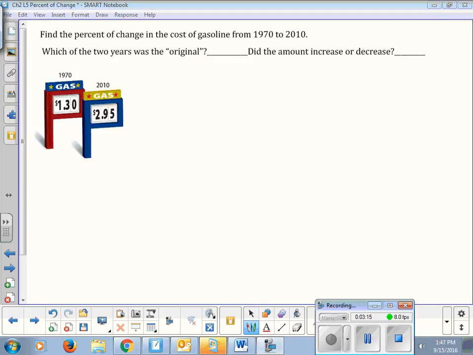For our first example, find the percent of change in the cost of gasoline from 1970 to 2010. So, which of the 2 years was our original? In 1970, that one came first. And what was the price of gas? $1.30. And did the amount increase or decrease from 1970 to 2010? It increased.